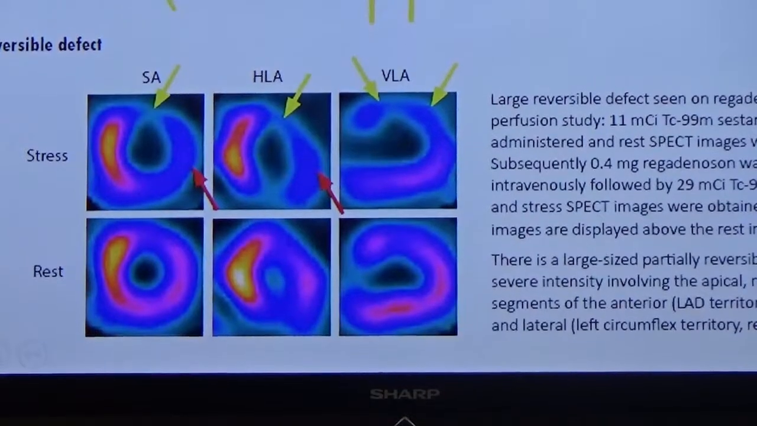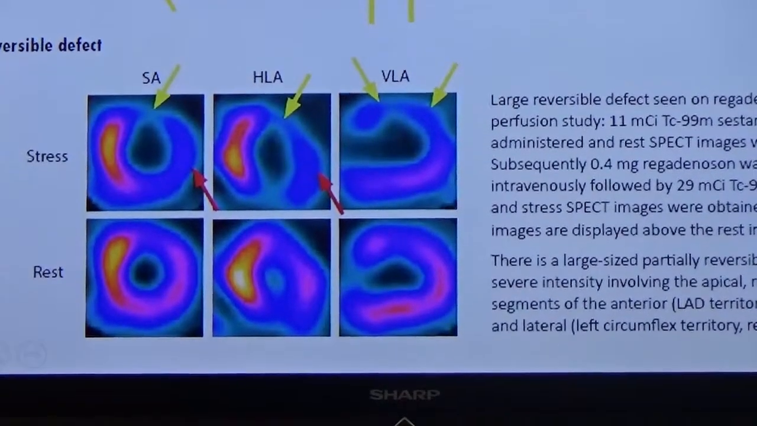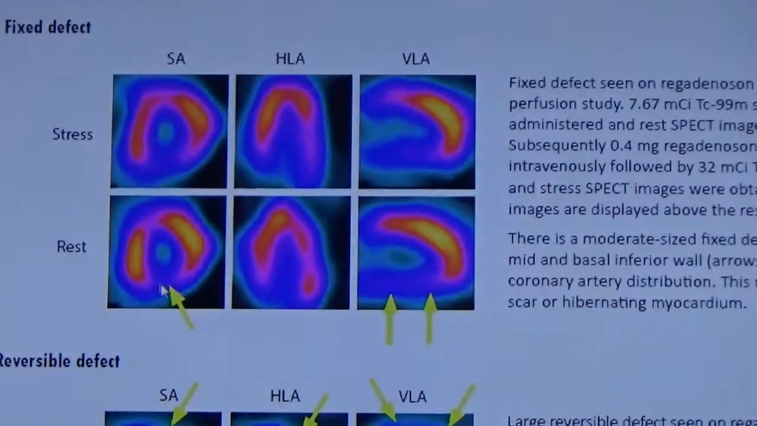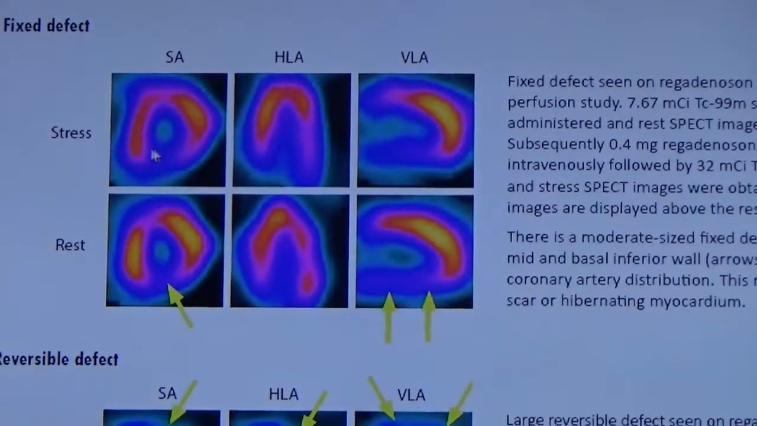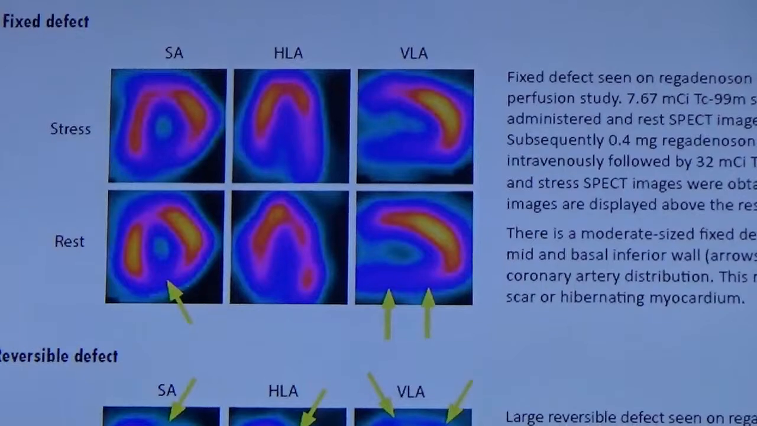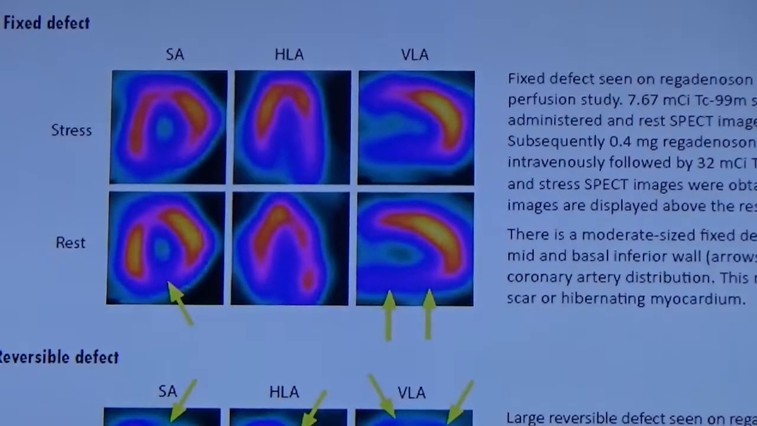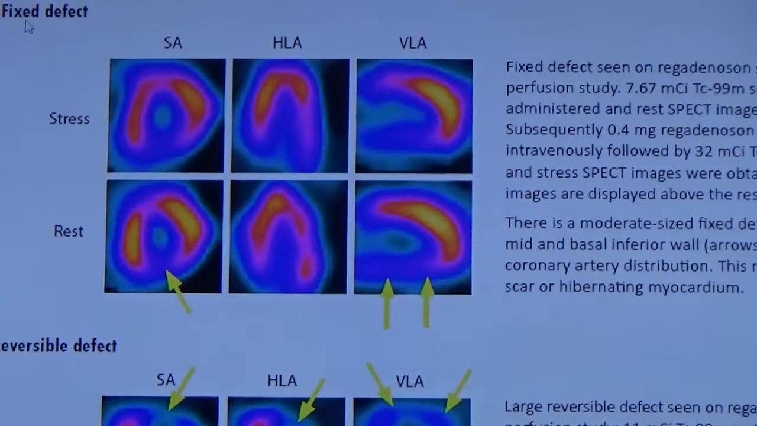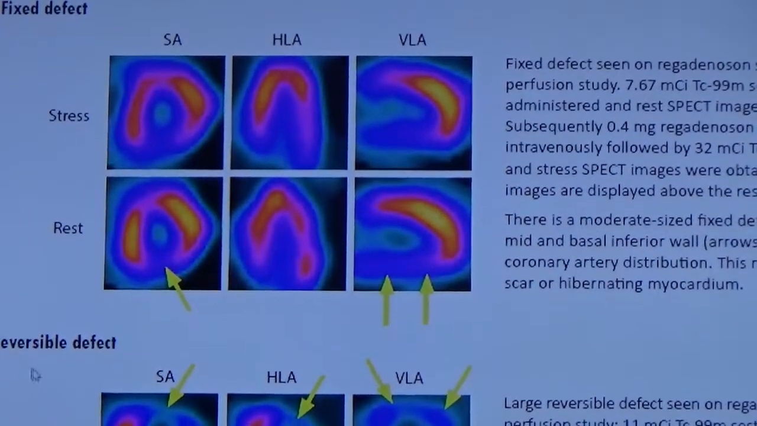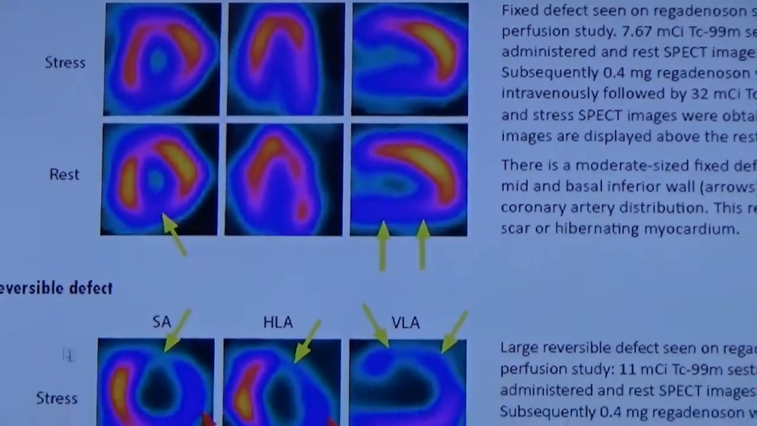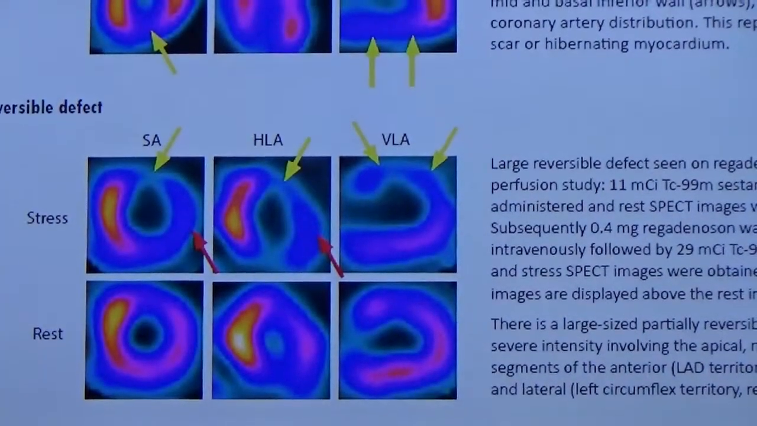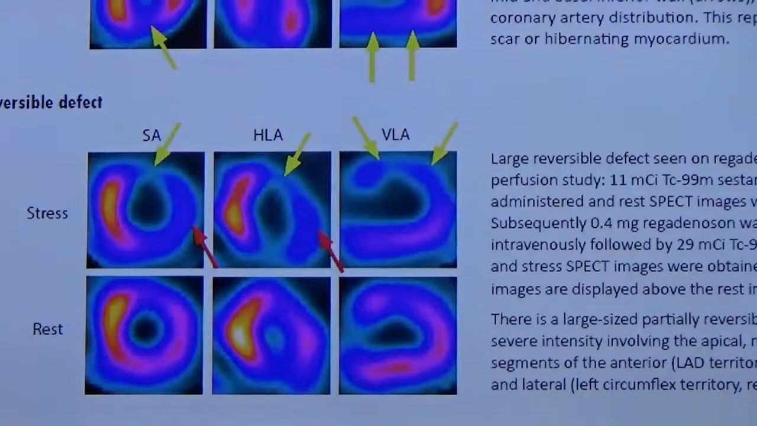This one I left in here just to show you guys what a fixed defect looks like. See this defect right here, and then you stress it, it's still there. That means that is dead tissue. So it's already infarcted tissue that they wouldn't do anything about. It's medical management. But if you have this reversible defect, that's what a cardiologist wants to see. They'll go in there and revascularize the heart.